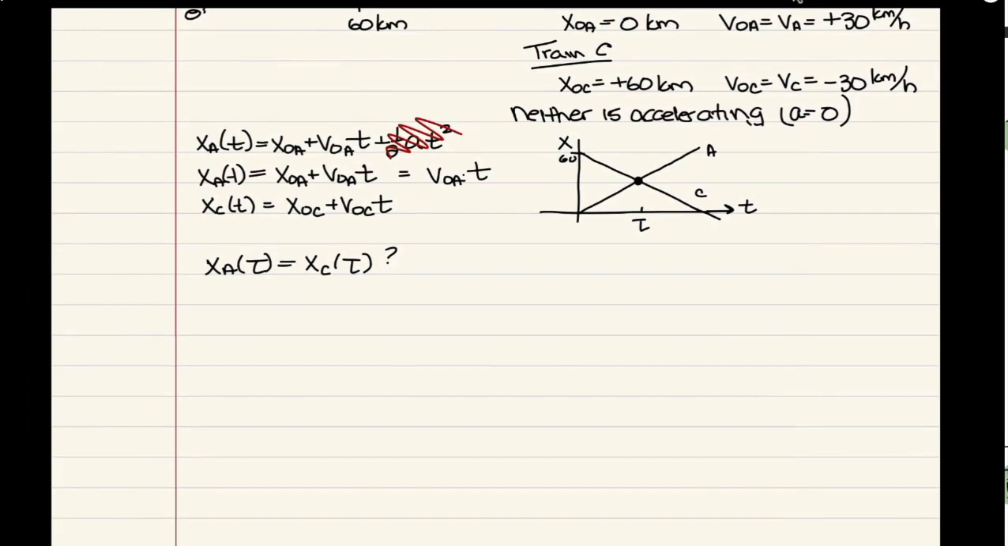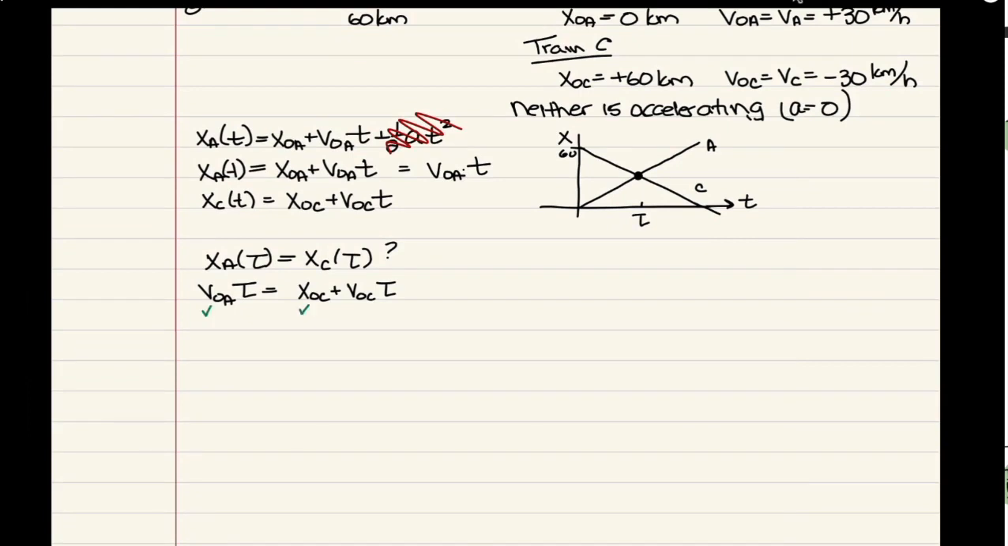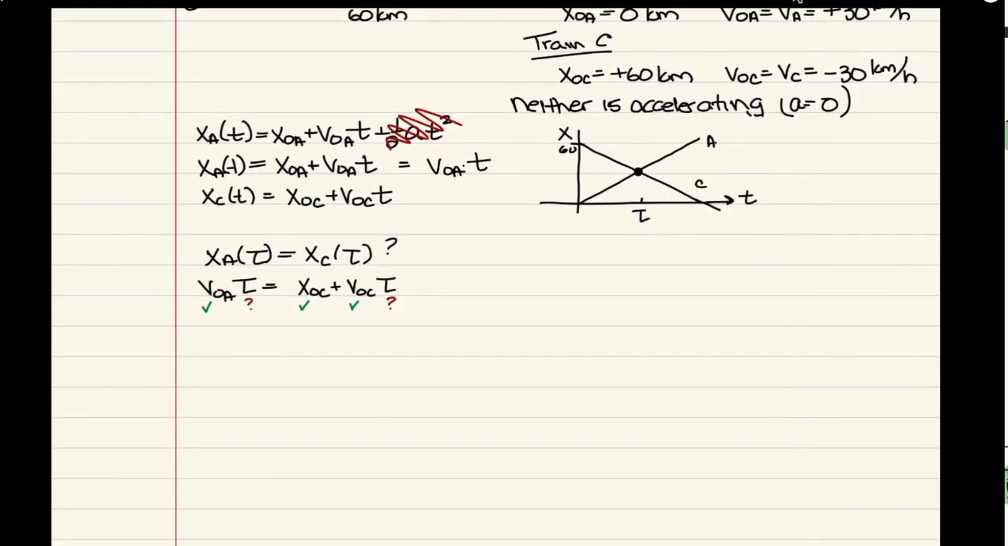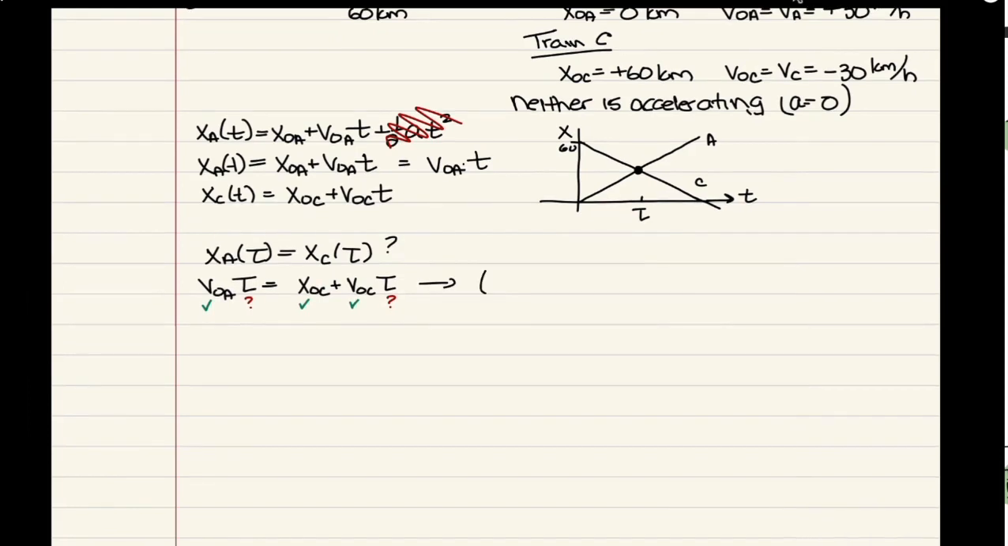So then I could just write this out. V0A T equals X0C plus V0C T. And again, it's always good to assess what we know and don't know. I know this number, I know this number, I know this number. I do not know what T is. But since I have only one equation with one unknown, I can solve for it. So in this case, I might say V0A minus V0C times T equals X0C, or T equals X0C divided by V0A minus V0C.